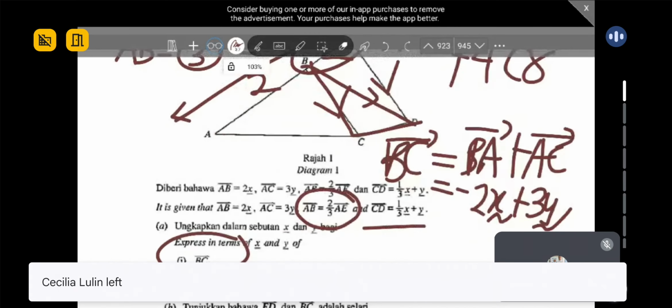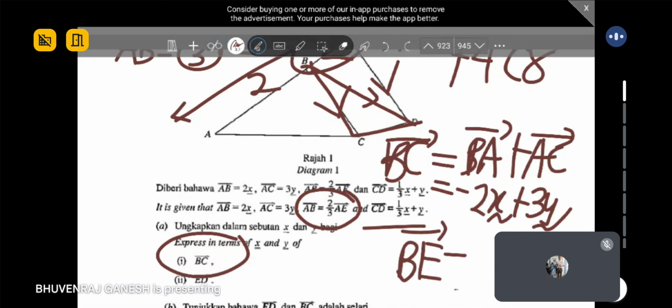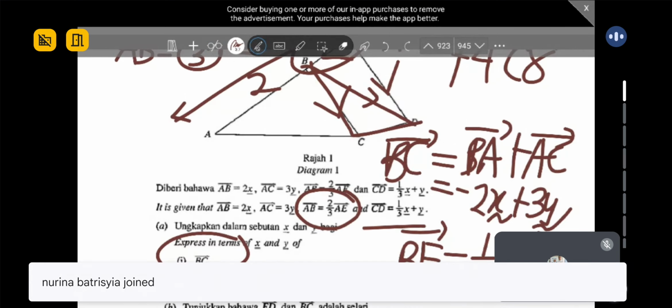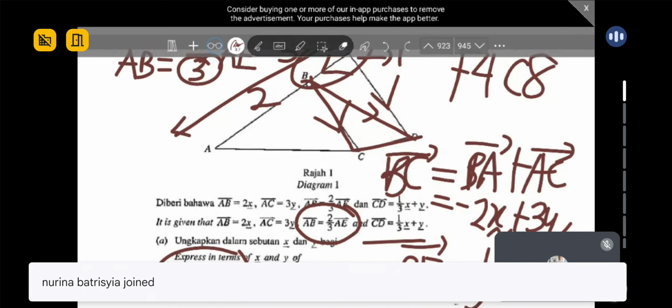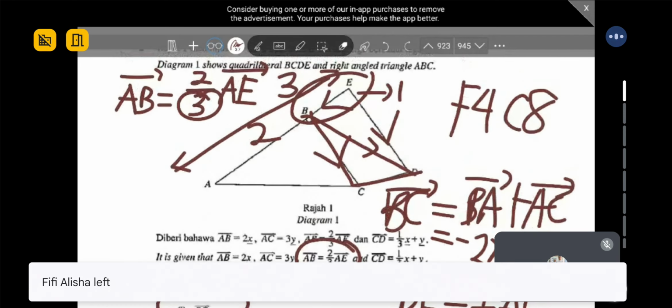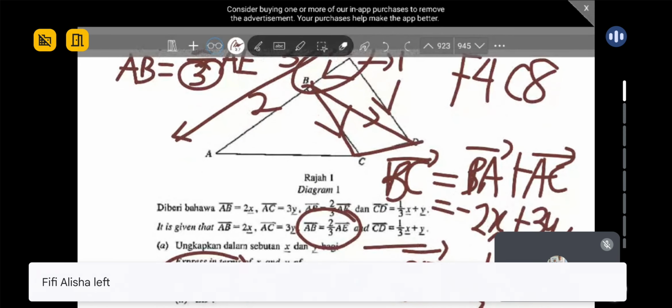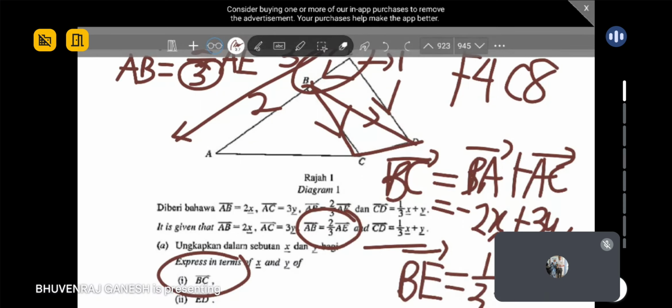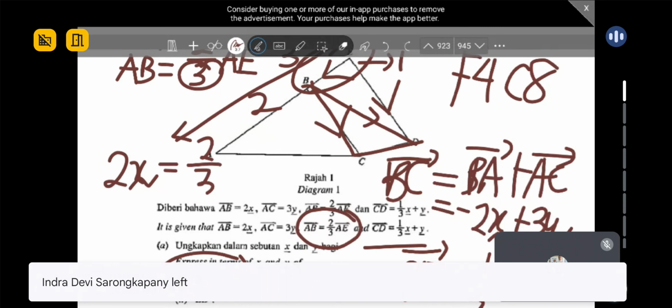So that means BE is actually 1/3 AE. Okay? So kamu boleh dapat info yang ni lah, guys. BE equal to 1/3 AE. This is one more information. Satu lagi maklumat. Alright. So AE kat sini kamu kena carilah. Okay, you must find your vector AE. Okay, so how to find? You have AB. Am I right? Kamu ada vector AB. So 2x equal to 2/3 AE.